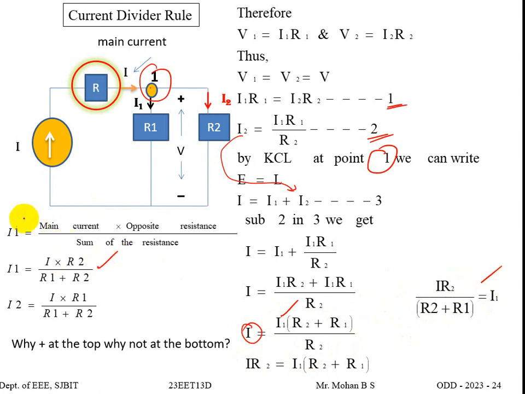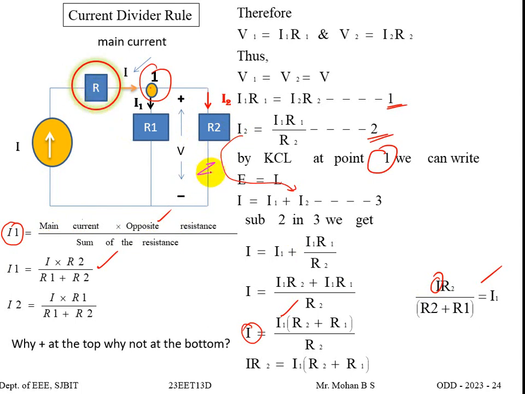So let us see now. When you want to find the branch current, where we have 3 branches, I repeat, where current in one branch is known and current in the other 2 branches is not known, which is the main current? I is the main current. Then take the opposite resistance. For I1, which branch is opposite, where we do not know the current? That is R2. We do not take R because we know the current flowing through it.